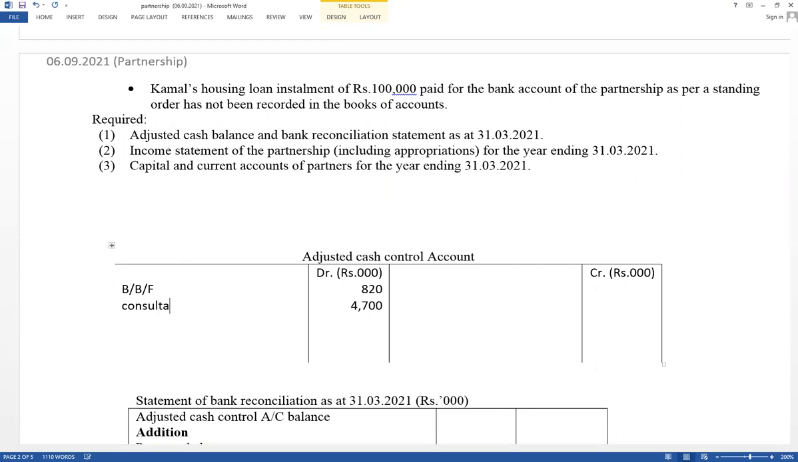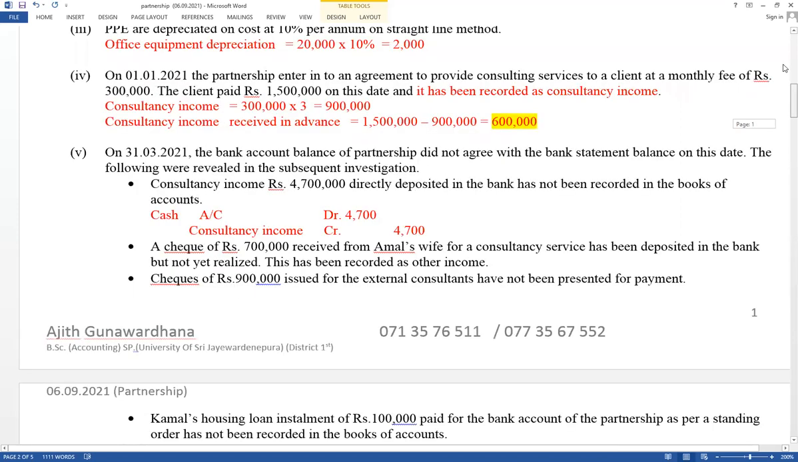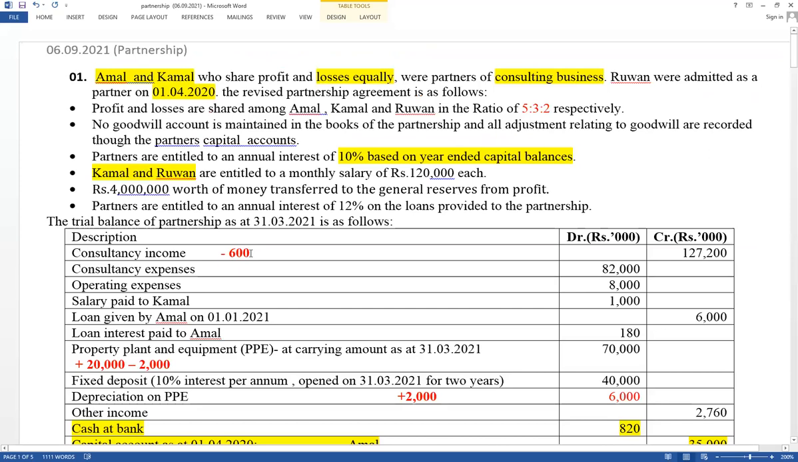As a consultancy income, the adjusted cash control account debit and consultancy income are available in the trial balance. Therefore, the effect on consultancy income also increases, and that value should be added to the consultancy income. Consultancy income account credit means income increases. The correct value should be included in the income statement. Correct value.